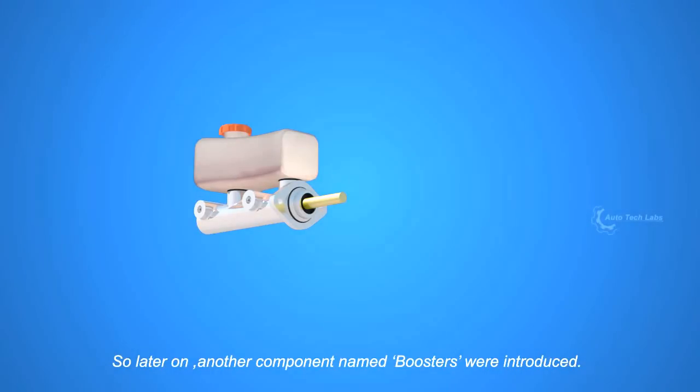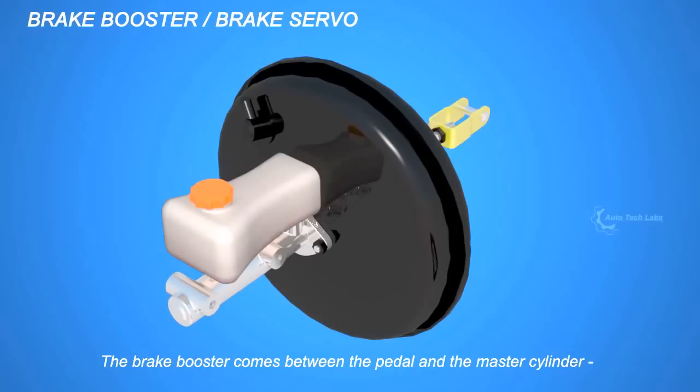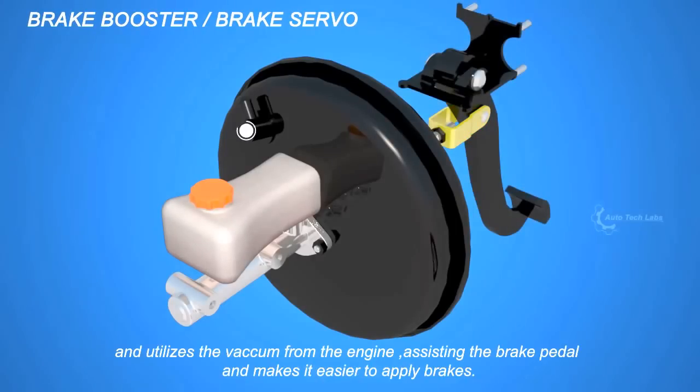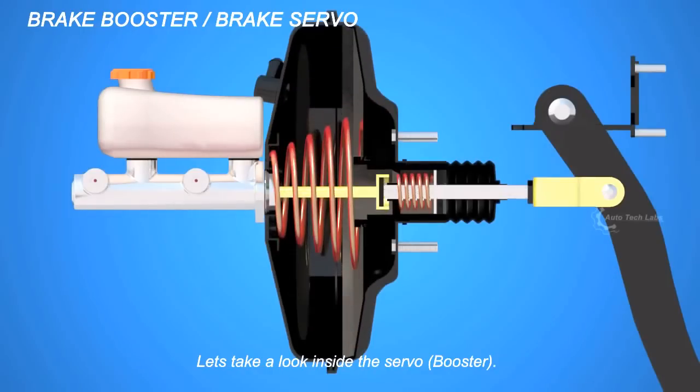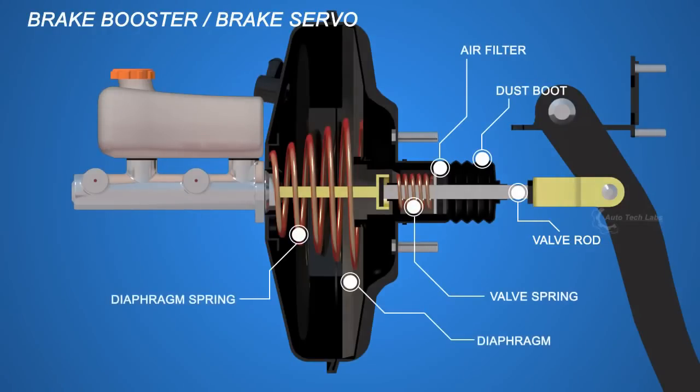So later on, another component named boosters was introduced. The brake booster comes between the pedal and the master cylinder, and utilizes the vacuum from the engine, assisting the brake pedal and making it easier to apply brakes. Let's take a look inside the servo. It consists of a valve rod, dust boot, air filter, valve spring, diaphragm spring, vacuum check valve, and hydraulic push rod.